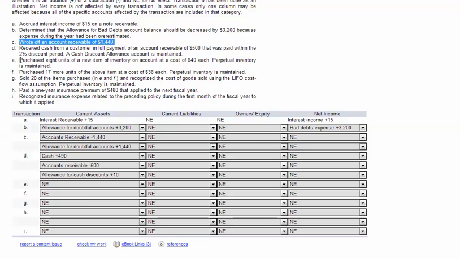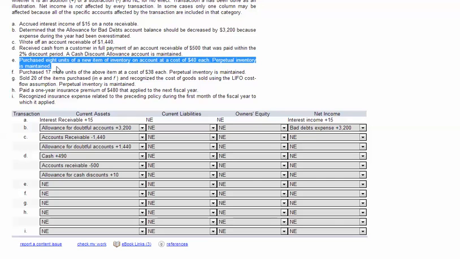Okay, E. Purchased 8 units of a new item of inventory on account at a cost of $40 each. Perpetual inventory is maintained. Okay, so anytime we buy inventory, we're going to debit our inventory or increase our assets. Inventory goes up. And I would think then our liabilities, since it doesn't say that we paid cash, is also going to increase by $320. That is 8 units times $40 each.